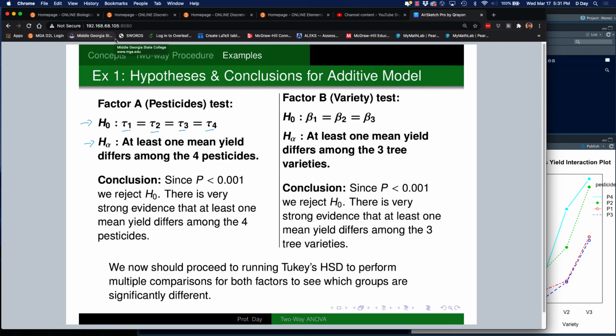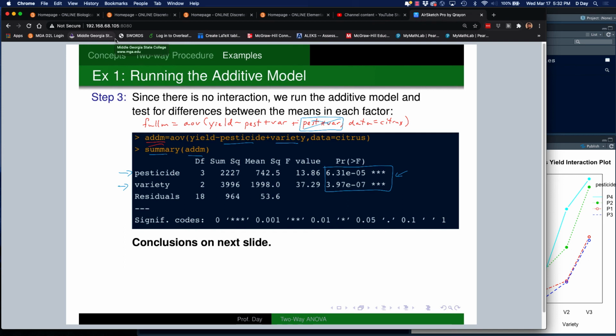But here, the Ho is that the mean for tree variety 1 is equal to the mean for variety 2, which is equal to the mean of variety 3. And again, the Ha here is that at least one mean yield differs among the 3 tree varieties. And since the p-value is smaller than 0.001, we're definitely going to reject the Ho. There is strong evidence, in fact very strong evidence, that at least one mean yield differs among the 3 tree varieties. I'd almost say with p-values as small as the ones we got here, there's some hellacious evidence that there's a difference between these groups.